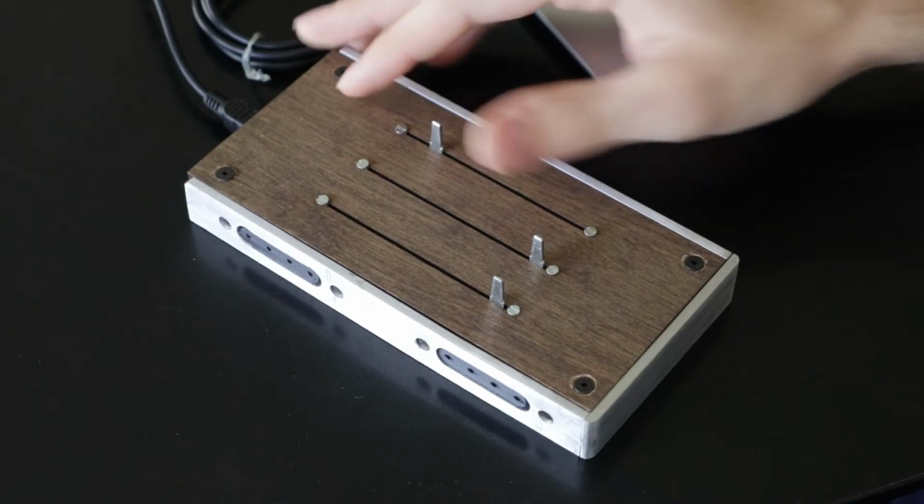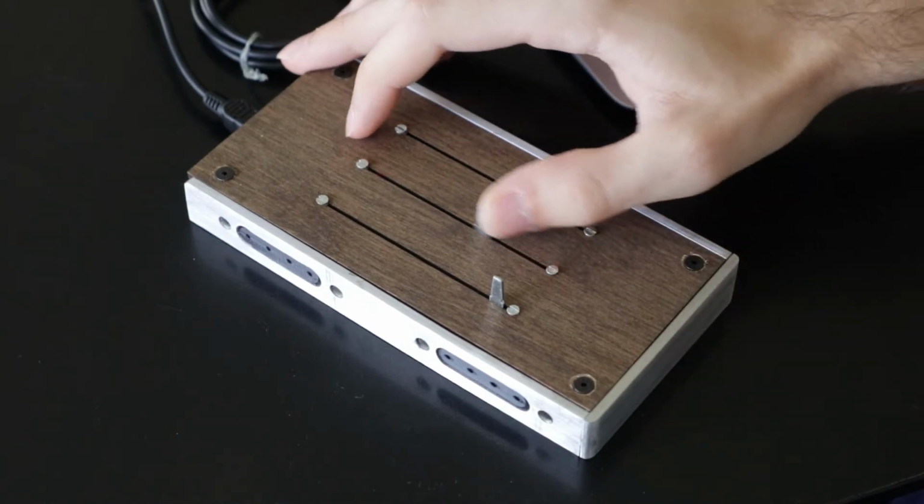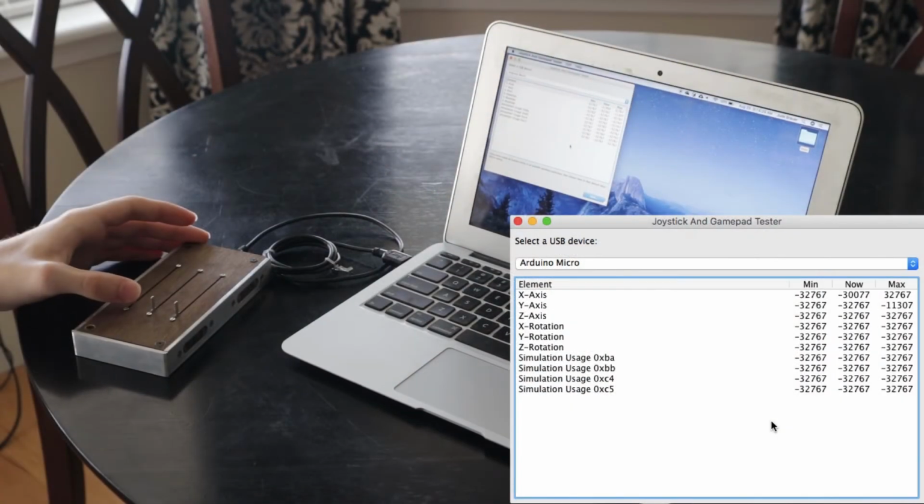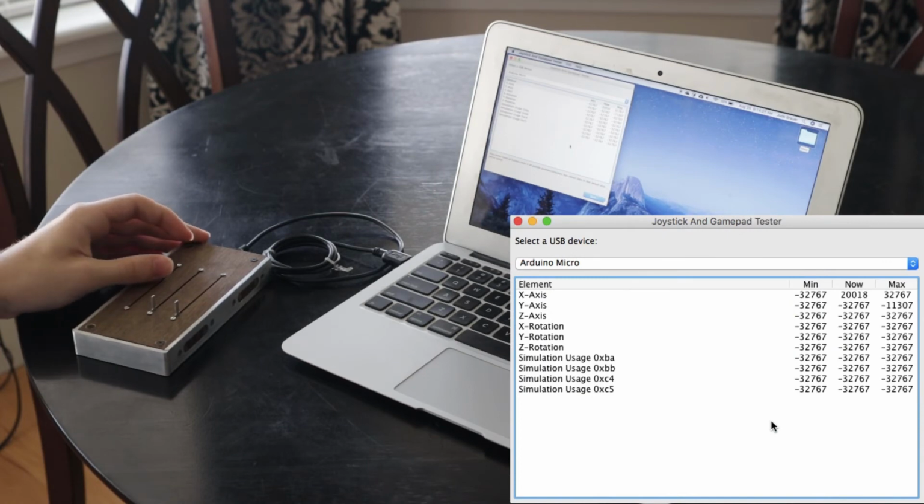The faders module consists of 3 faders. These faders can be used as joystick axes or to trigger other functions.